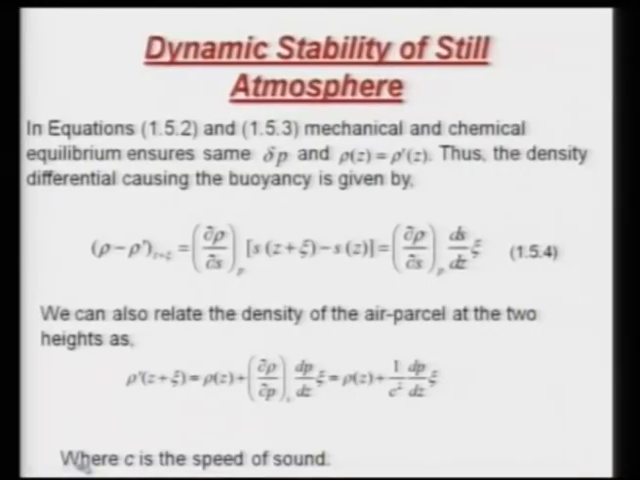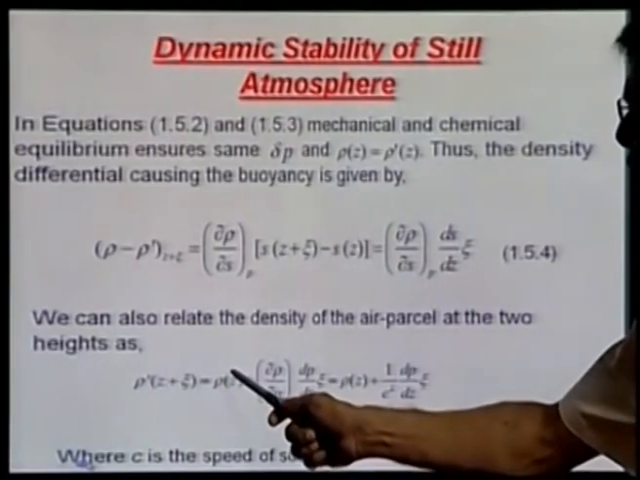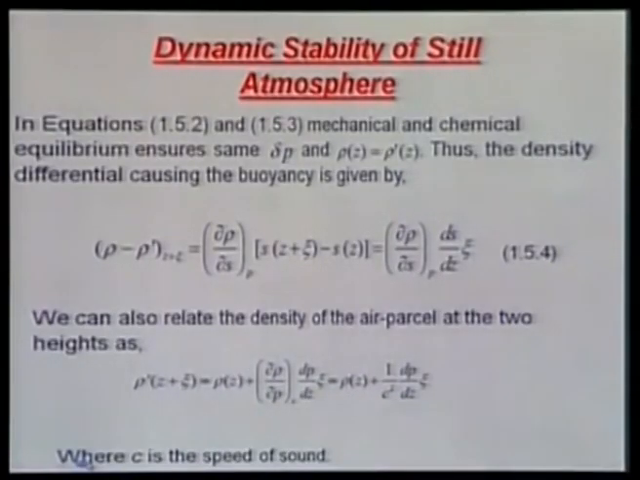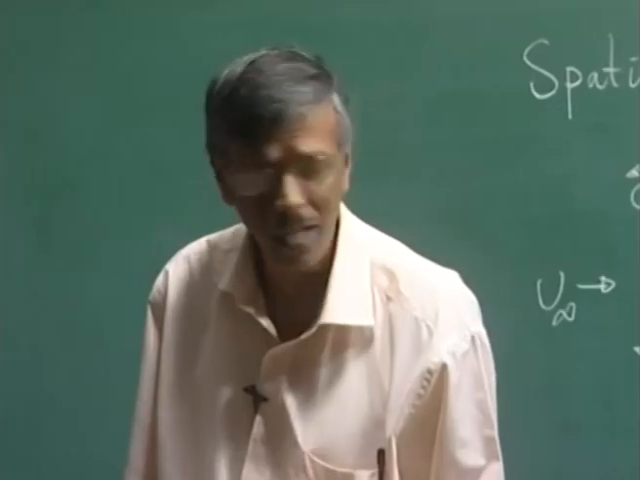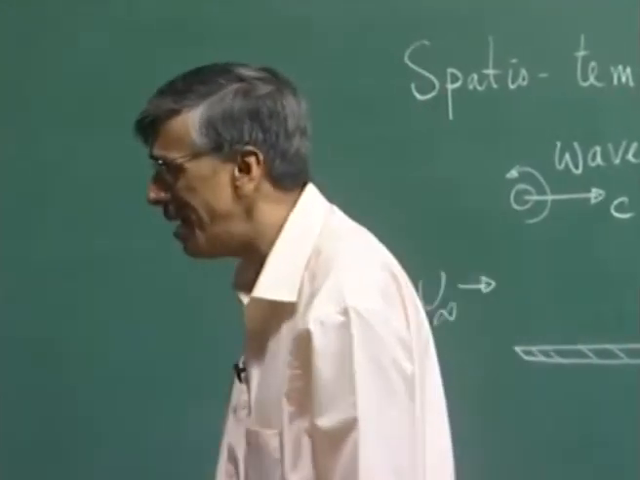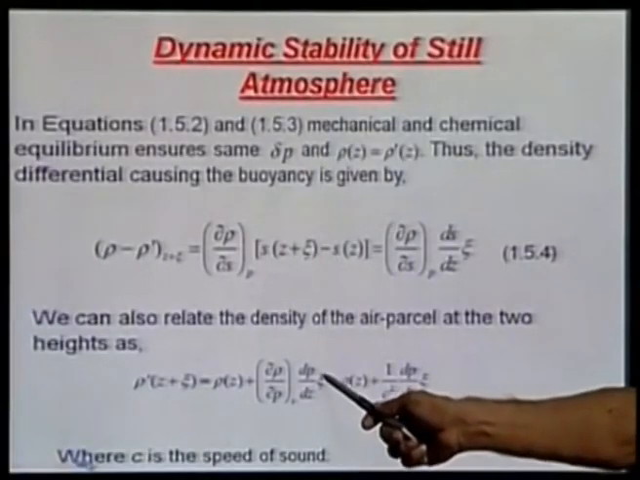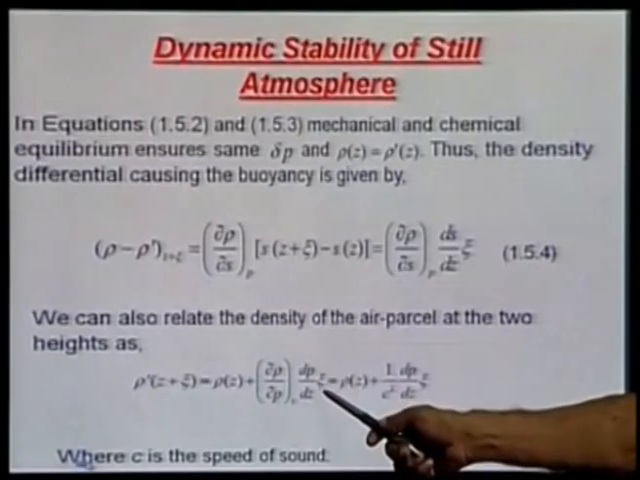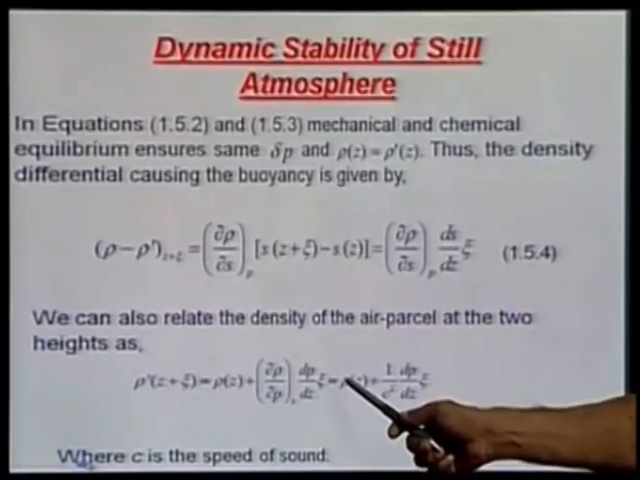what happens here? Earlier I wrote down the density gradient. This is going to be ρ′. Please understand that this is ρ′, but then at z both are the same. That is why I wrote it as z itself. Then what we have written here, ∂ρ/∂p times Δp. Δp again I can write as dp/dz times the change in height ξ, right.